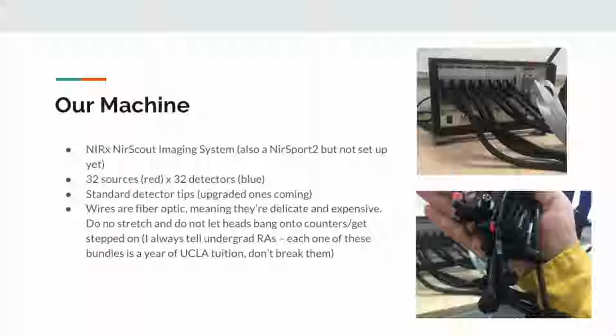Speaking of that machine, we use a NIRx Scout imaging system, and we've also just got a NIRS Sport too, but that's not set up yet, so I'm still working on getting that going, but it's the same principle as the NIRS Scout, just a reduced number of sources and detectors. This larger system we have has 32 sources, which are labeled red at the end of the wires. It'll have an S and then a number to tell you that this is a source and this is the particular source that it is. And then the detectors are the same, but they're labeled blue and with letter Ds.